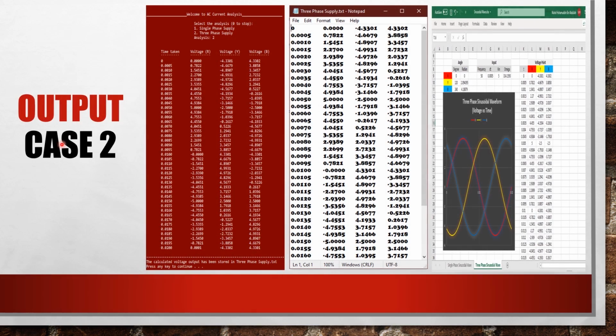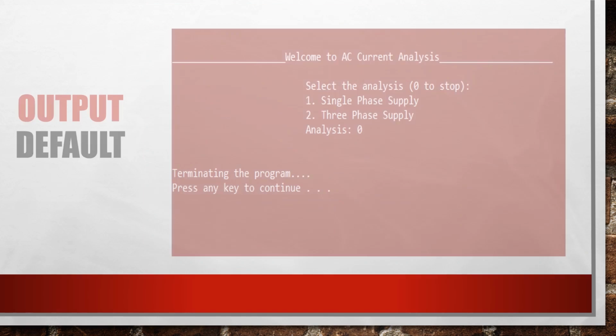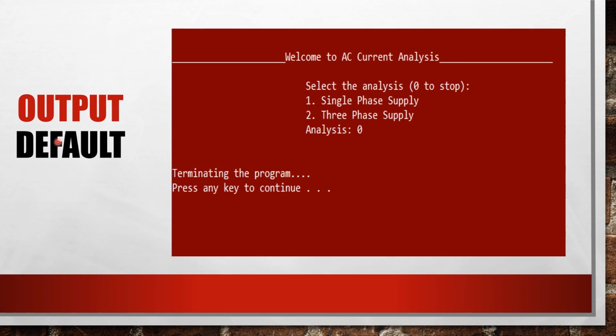Same goes for the output of case 2. The result will be displayed and then stored inside 3-phase supply.txt. Select all, copy and paste to the provided Excel file, and then automatically the 3-phase wave will be generated. If the user enters 0, it will be displayed like this, terminating the program, and then the program ends.